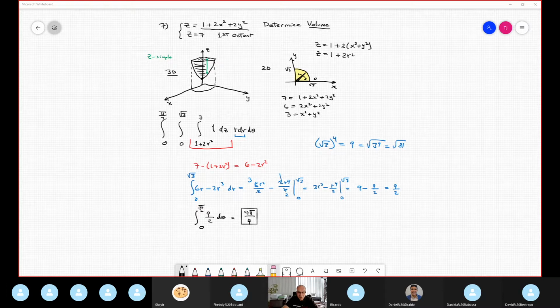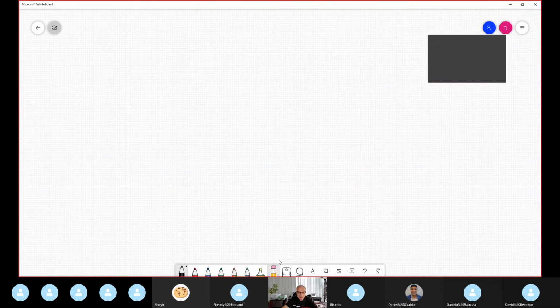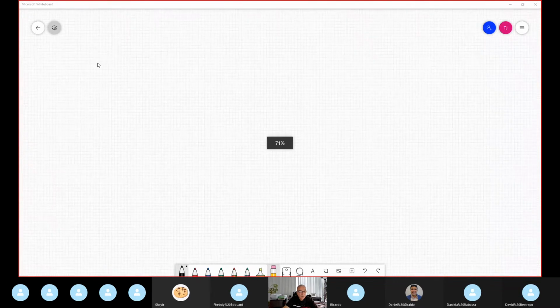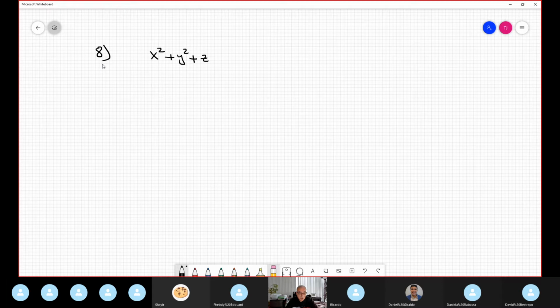Okay, let's move on to the number 8 problem. Number 8 is a typical problem where we use spherical coordinates. And number 8 is to compute the volume also. Compute the volume of the solid formed by x squared plus y squared plus z squared equal 4. This is within, so inside this sphere. This is a sphere.